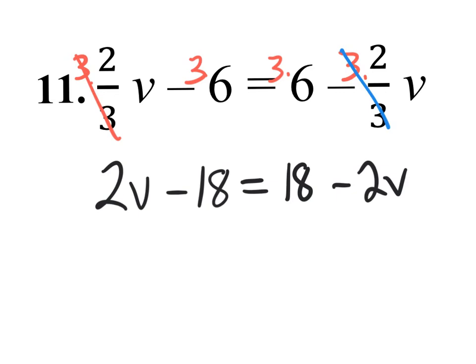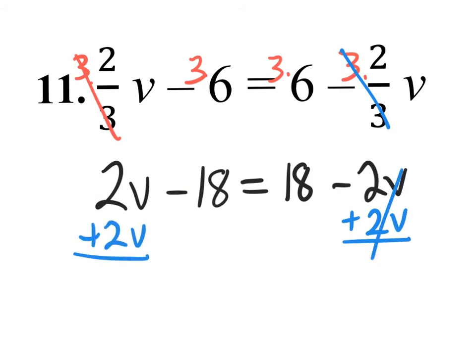So where's the v at? Is it on the left side of the equal sign or the right side of the equal sign? Well, it's on both sides of the equal sign. You don't want it on both sides. So let's get rid of one of them. I'm going to get rid of the -2v on the right side by adding 2v. That'll cancel out. What you do to one side, do to the other side, add 2v. 2v plus 2v is 4v. And then bring down the -18, bring down the equal sign, bring down the other 18.